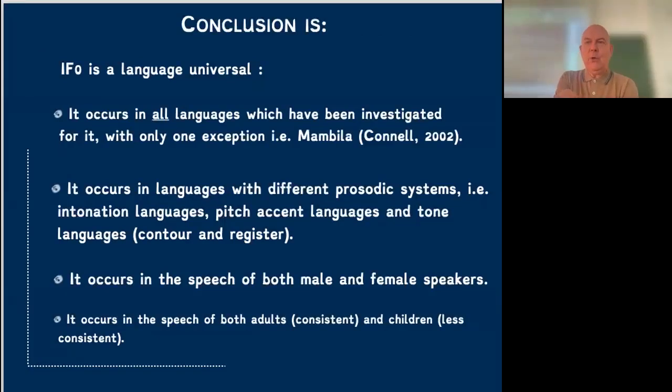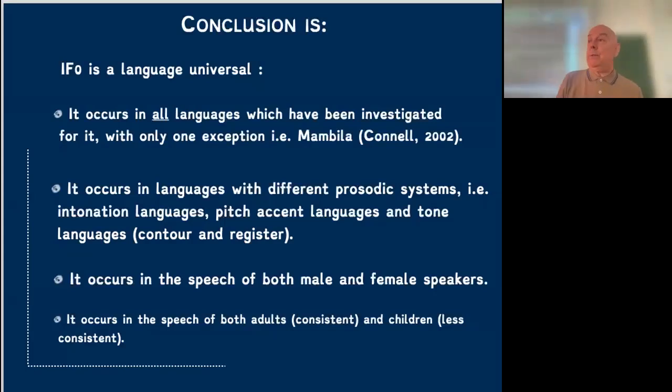Except Connell, that's a notable exception, who did a study on Mambila, an African language in Cameroon, where he was not able to demonstrate IF0. And he at some point argues that, well, it may have to do with it being a level tone language, maybe that interferes with IF0 and tonal perception. Yeah, but in other tone languages of the same region, there is appreciable IF0, in fact. So it's not quite clear how to explain that.